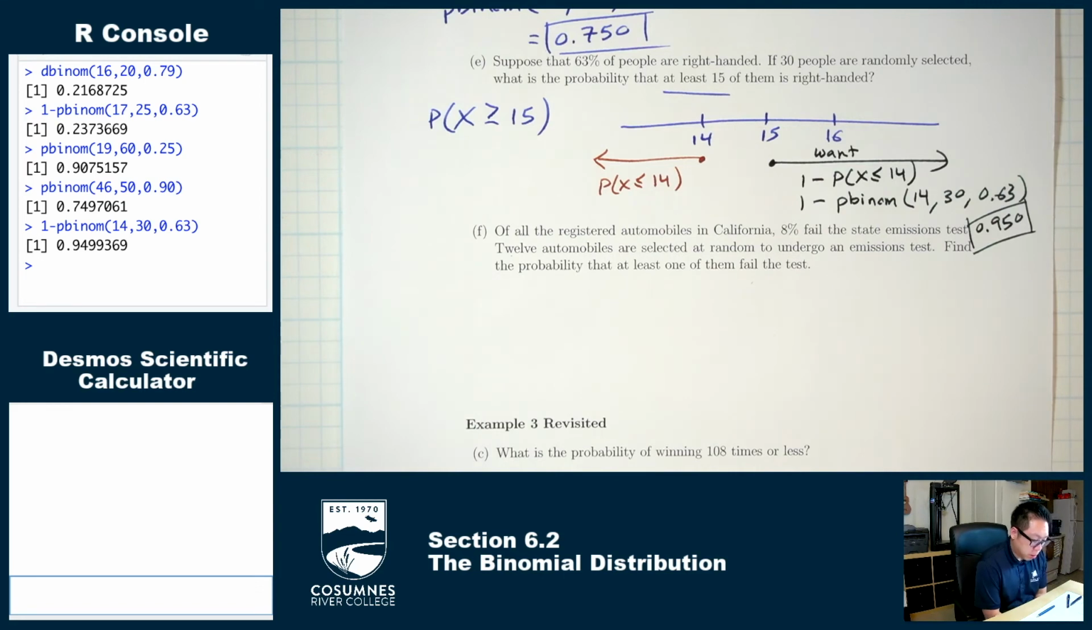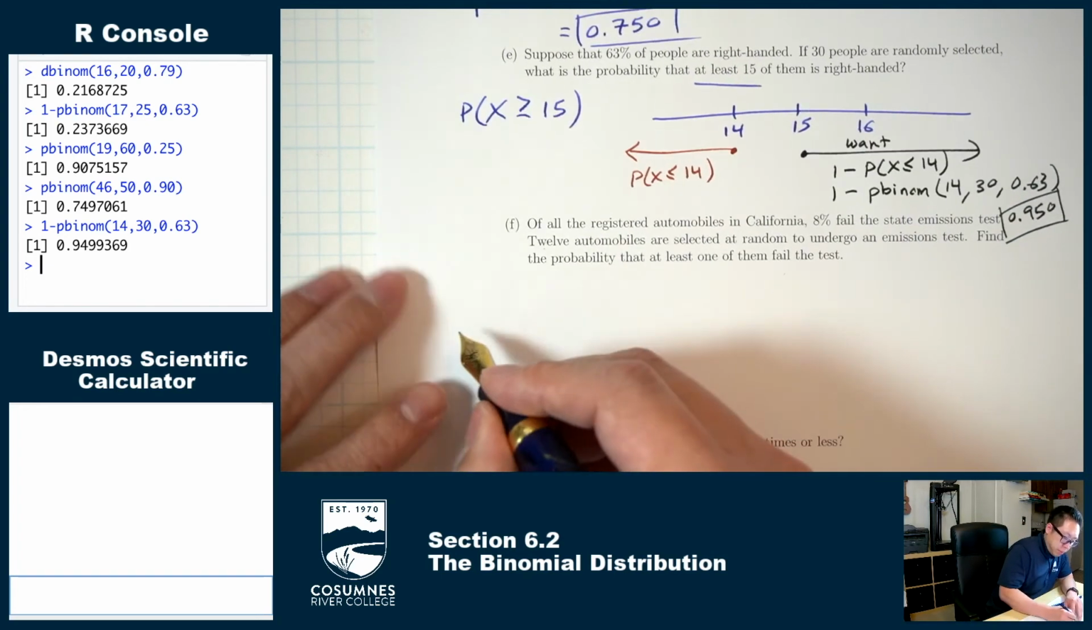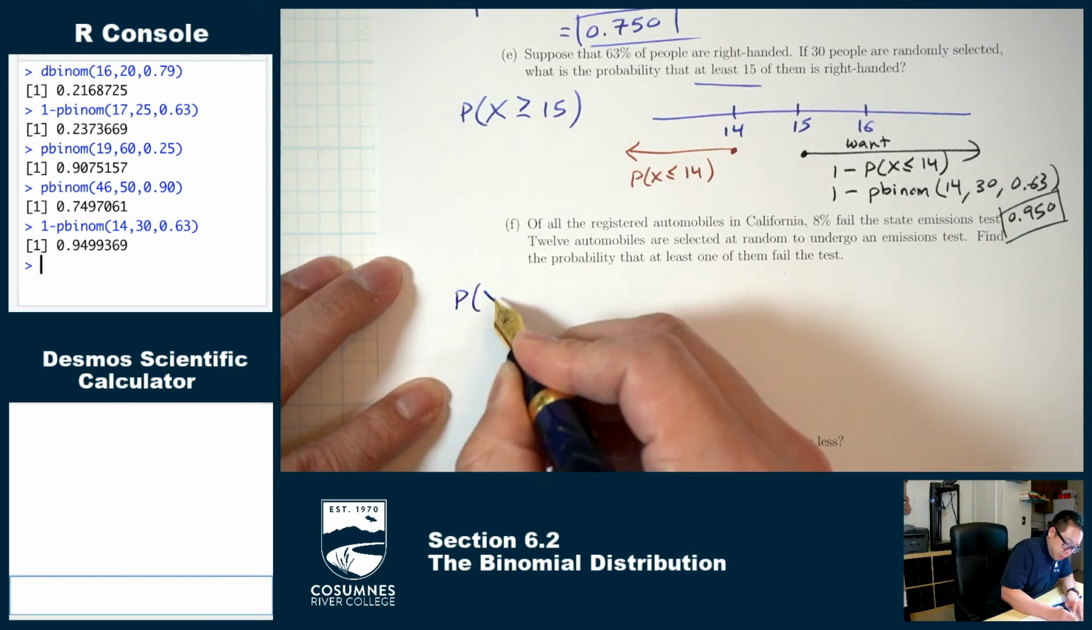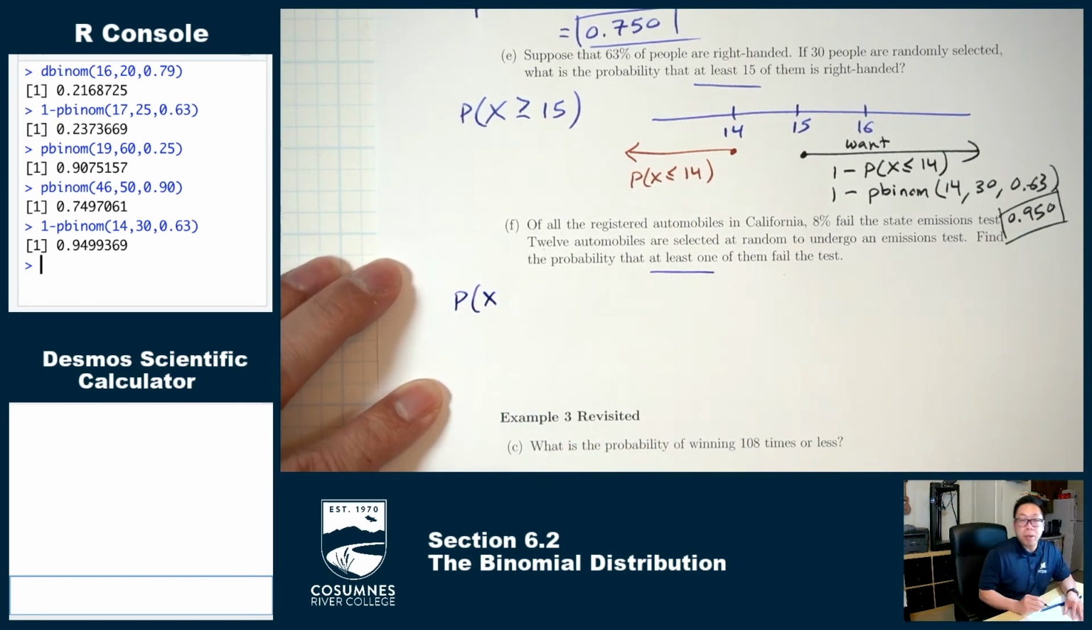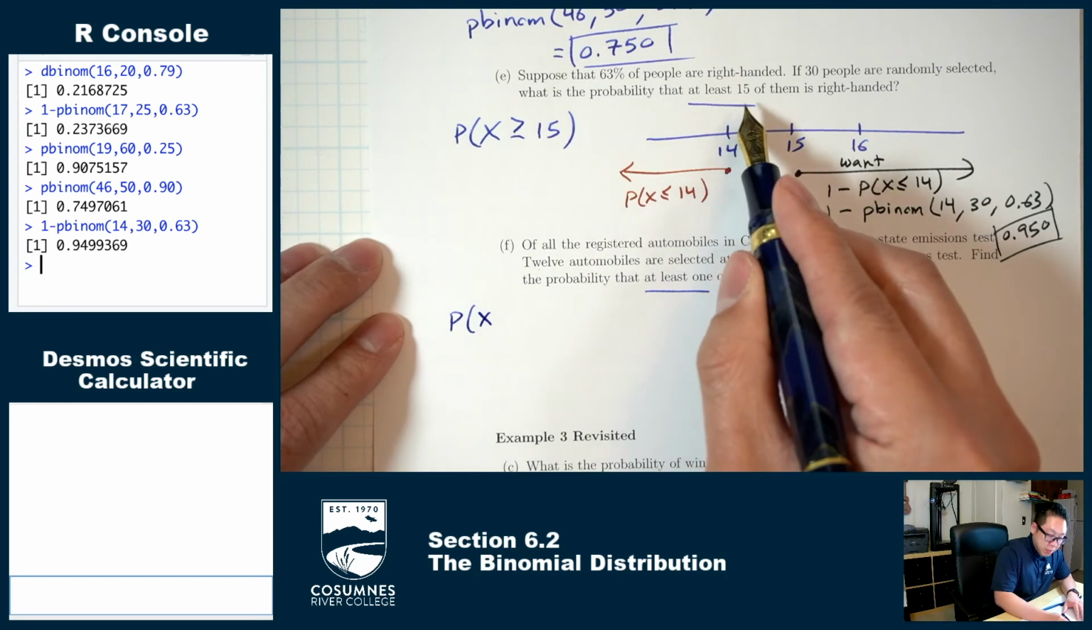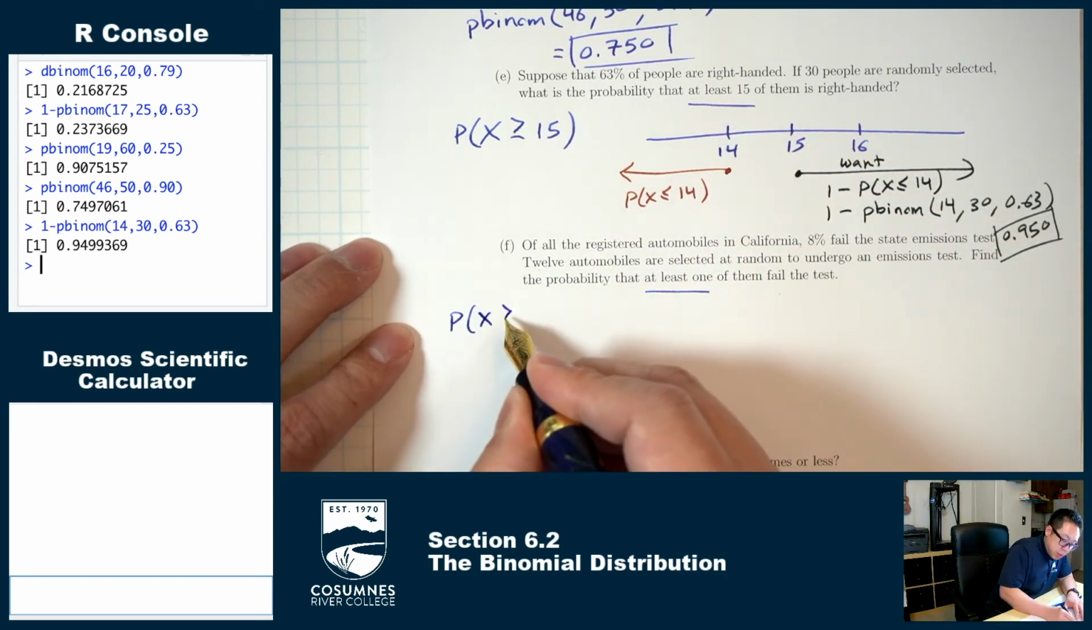F. Of all the registered automobiles in California, 8% fail the state emissions test. 12 automobiles are selected at random to undergo emissions tests. Find a probability that at least one of them fail the test. At least one. So we just talked about an at least, so that's going to be a greater than or equal to 1.